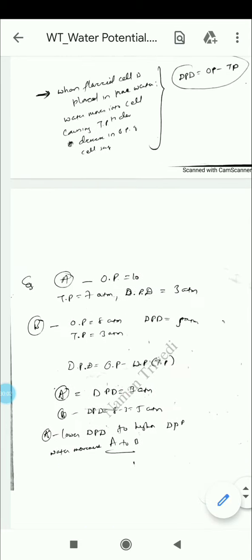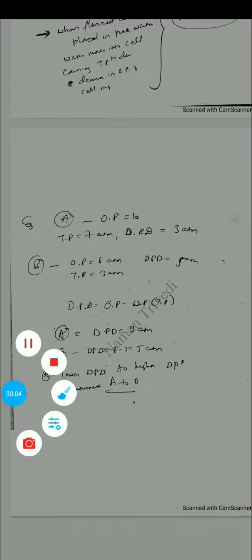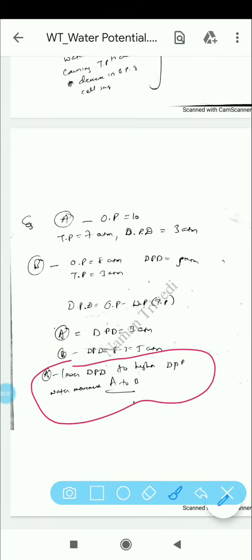Now try to understand this. Water movement will always happen where there is less water potential. So a DPD of 3 atmospheric pressure is lower than 5, so the second solution will need more water. So water will diffuse from A to B. It is always from lower DPD to higher DPD. So do not forget to calculate this. This is very important and they have asked frequent questions from this.